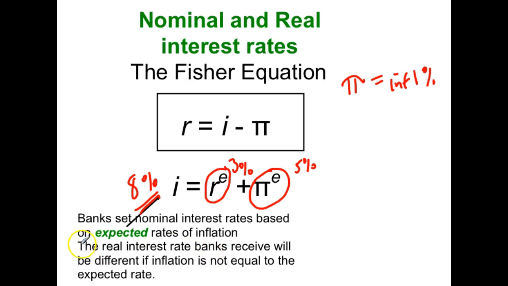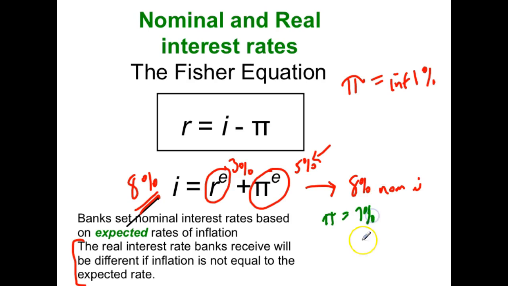But as it says down here, the real interest rate the banks earn will be different than their expected rate if inflation ends up being different. So let's say we followed through this equation and we've made a loan to a reliable borrower at an 8% nominal interest rate. This was based on a predicted inflation rate of 5%. But now, let's say inflation surprisingly rises to 7%. So real inflation is 7%.